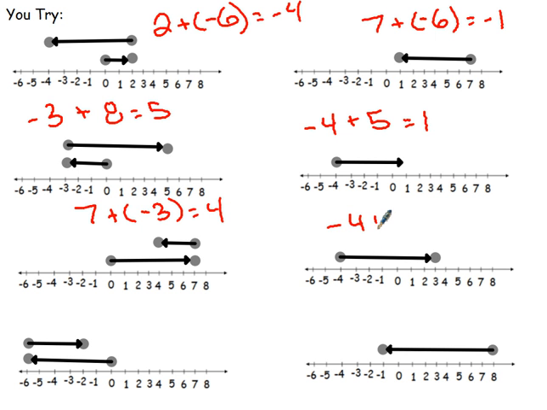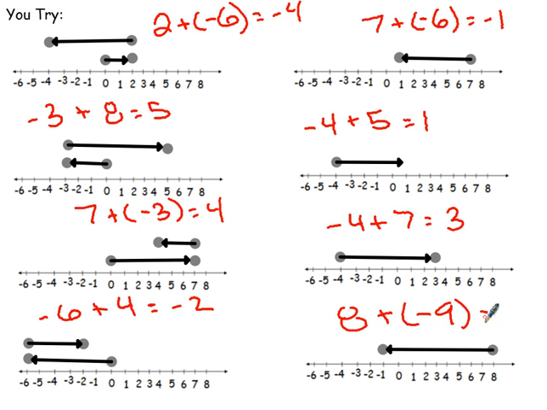This one's a negative 4 plus 1, 2, 3, 4, 5, 6, 7. And that ended on a 3. Over here we got a negative 6 plus 1, 2, 3, 4. And that ended on a negative 2. And finally 8 plus a negative 1, 2, 3, 4, 5, 6, 7, 8, 9. And that ended on a negative 1.